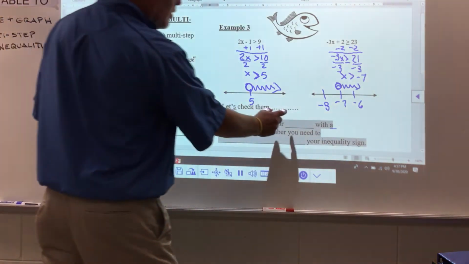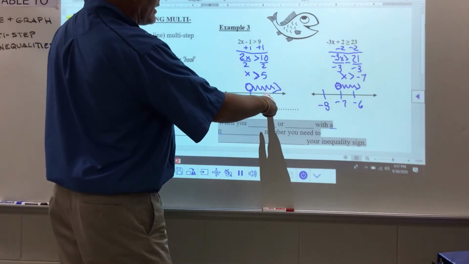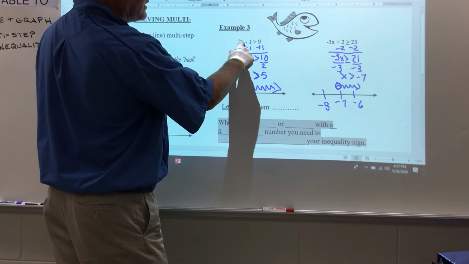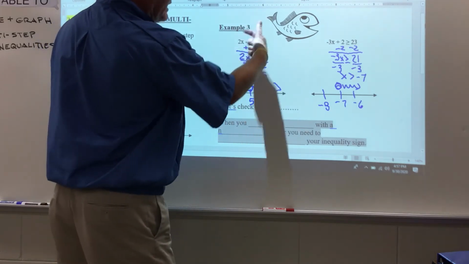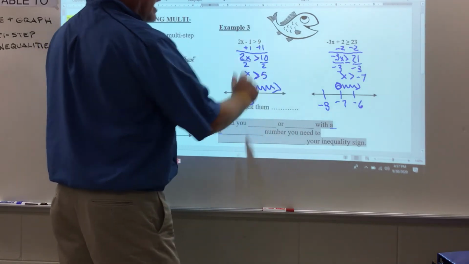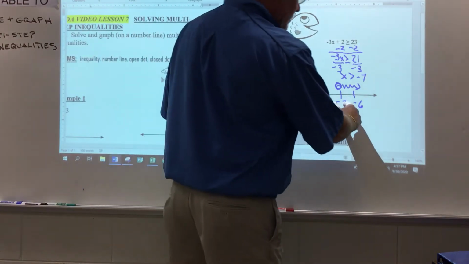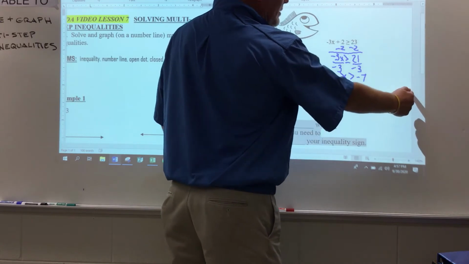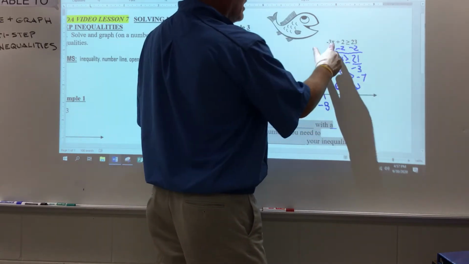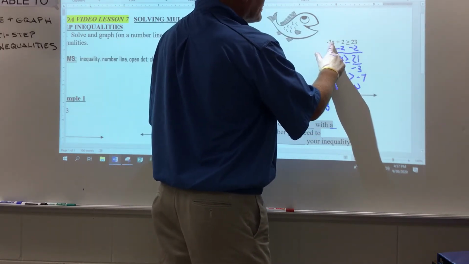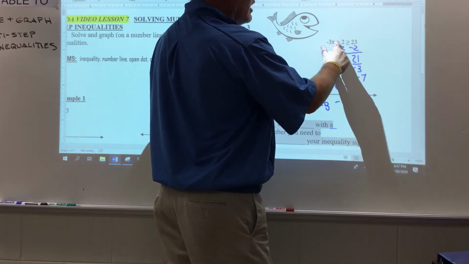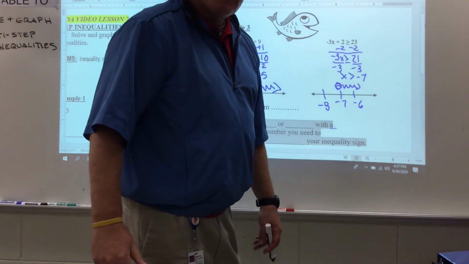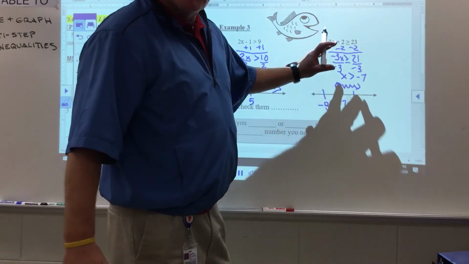So let's check these real quick. So maybe you find a value like 10 over here. 10 in the shaded area. 2 times 10 is 20, minus 1 is 19. 19 is bigger than 9. That's true. Let's take something over here. Maybe -7, -6, -5. Maybe like 0's right there. Let's use 0. -3 times 0 is 0. 0 plus 2 is 2. Is 2 bigger than 23? This is not checking over here.